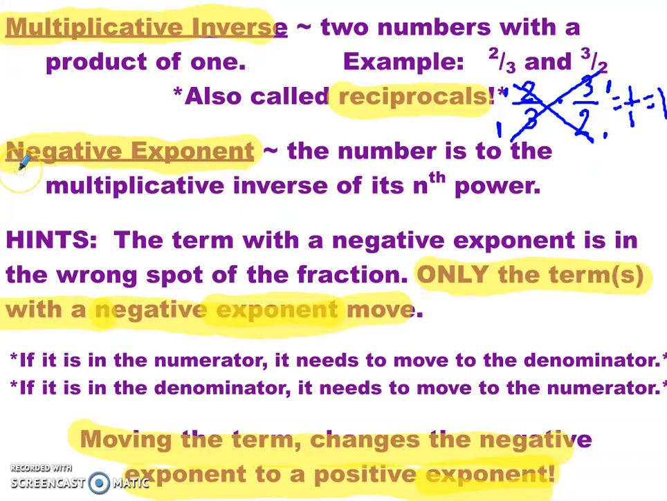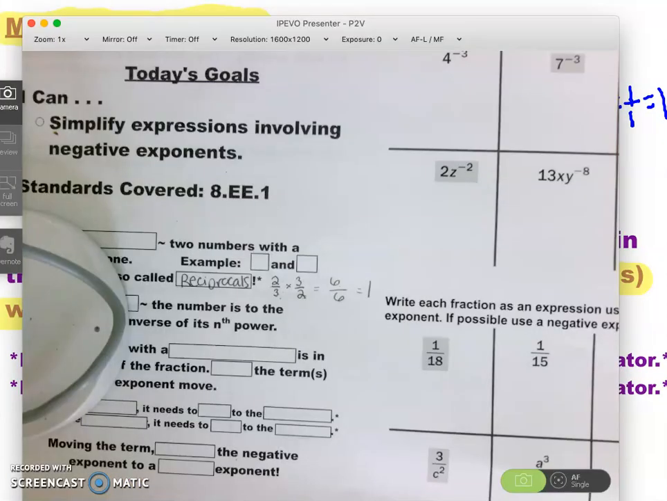Now a negative exponent is just the multiplicative inverse of the number's nth power. This doesn't make a lot of sense until we get going with it. Hint: the term with a negative exponent is in the wrong spot of the fraction. Only the terms with a negative exponent move. If it is in the numerator, meaning the top part of a fraction, it needs to move to the denominator, or the bottom. And if it's in the denominator, you move it to the numerator, or the top. So moving the term changes the negative exponent to a positive exponent. Really, that's all we're going to be doing.